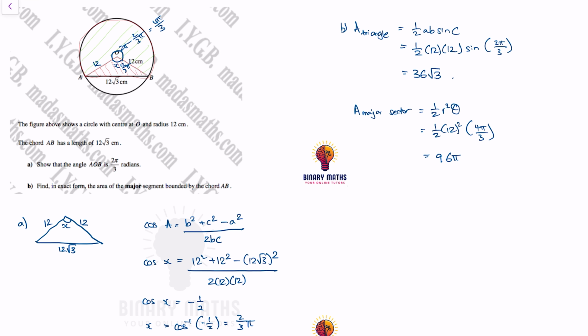Now the area of the major segment is equal to both of these things added together. So it's 36 root 3 plus 96 pi. Both of them are multiples of 12, so I can factorize that out. So I get 12 times (3 root 3 plus 8 pi). So that would be my exact answer for the area of the major segment.